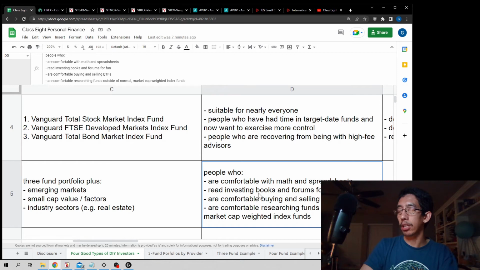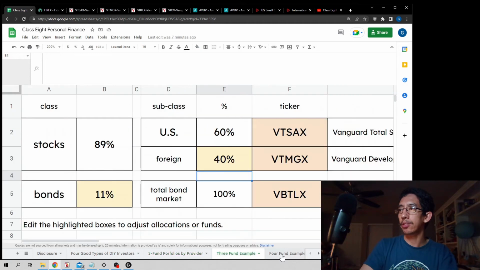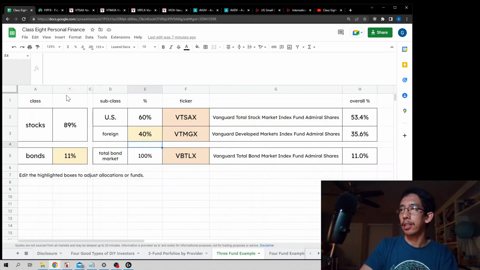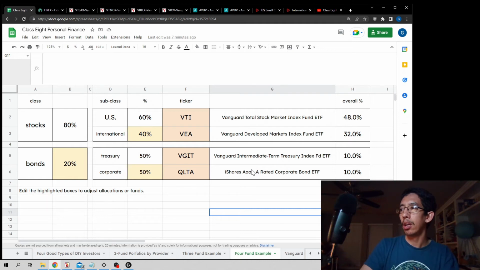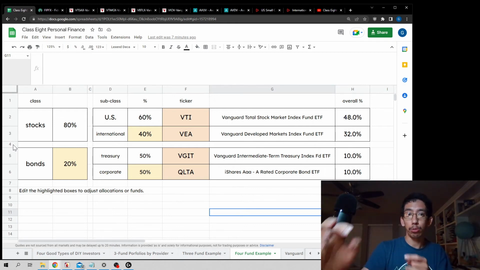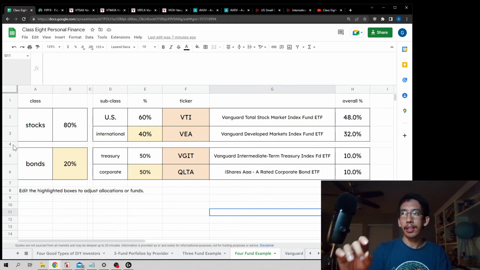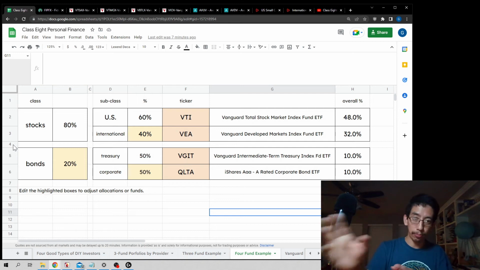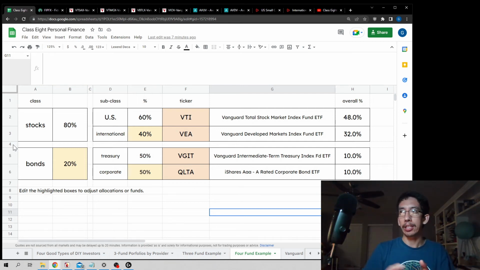People who are comfortable with math and spreadsheets, because note the three fund example right here and how I produced this spreadsheet. Here's a four fund example. There is no example here for the small cap value tilt. So if you don't know how to add rows on here and then make the percentages work to have a US small cap value fund and an international small cap value fund, and then calculate all those percentages out to what they should be, and then you've got to stick the dollar amounts in there, and you have to potentially put share prices into Google Sheets and all that. Okay, that's all very interesting.